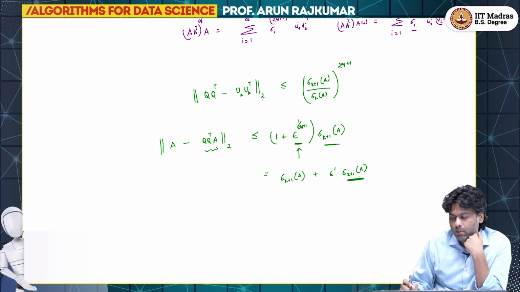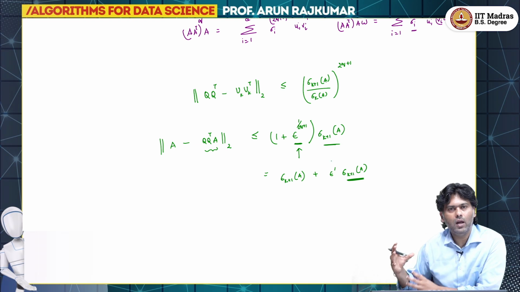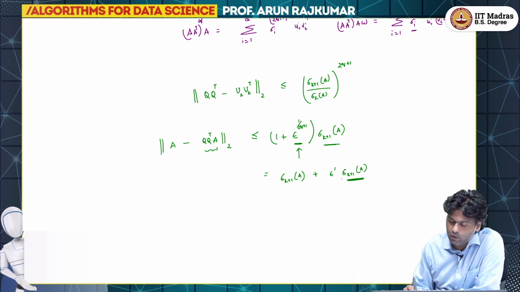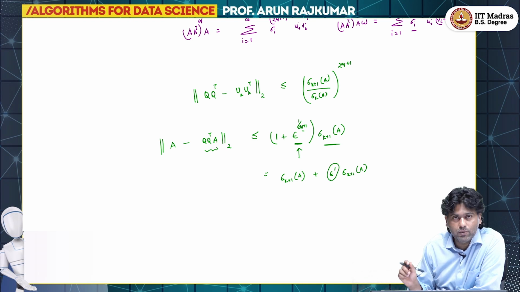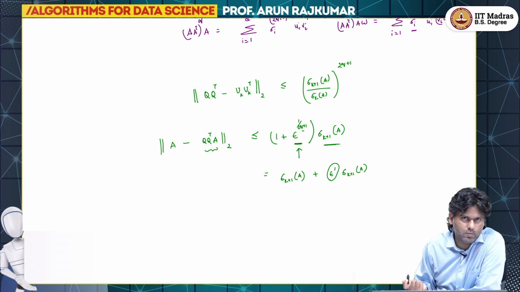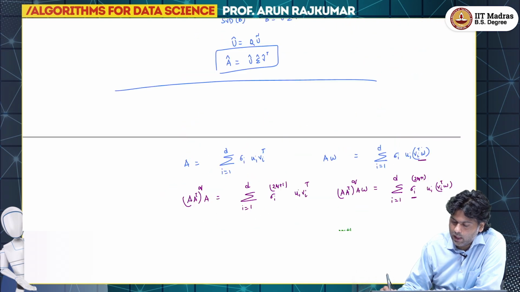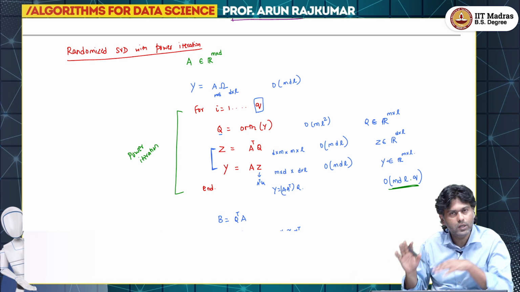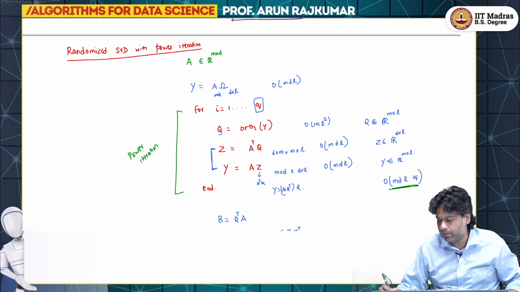Now, even if sigma k plus 1 of A is large, earlier without the power iteration, we would have suffered a large extra additive approximation constant. But now, because of this Q business, this value will compensate for the large value of sigma k plus 1 of A, and still we can bring this value down as small as we want. But if you want to bring it down to as small as possible, then you are suffering in terms of the number of times you run the power iteration. So, that is a balance that we can strike.